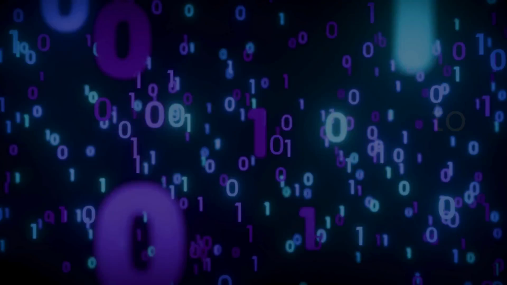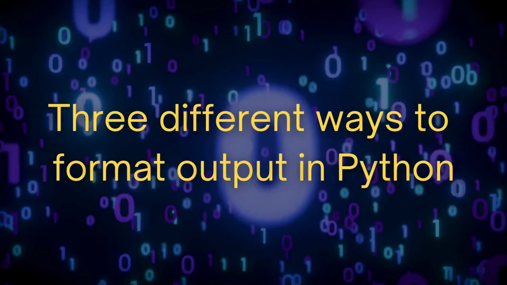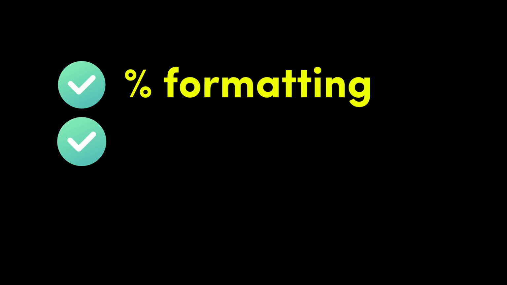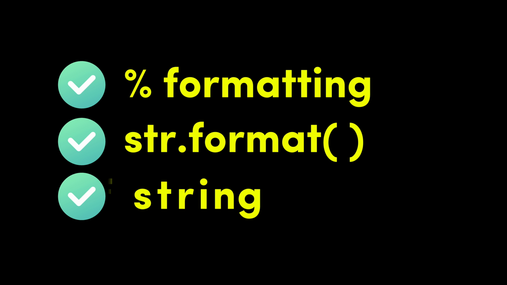So there you have it, 3 different ways to format output in Python. Percent formatting is the oldest and you'll see it in legacy code. The format method gives you more flexibility and readability. F-strings are the modern standard, combining power with simplicity, and they are my recommendation for most situations. Each method has its place, and understanding all 3 will make you a more versatile Python programmer.